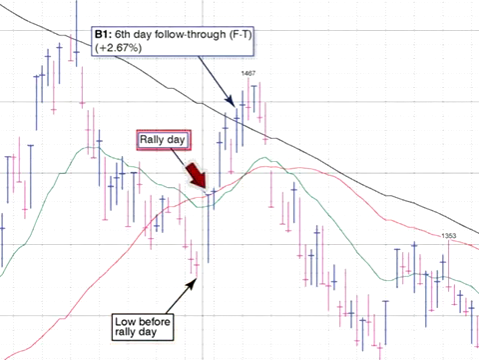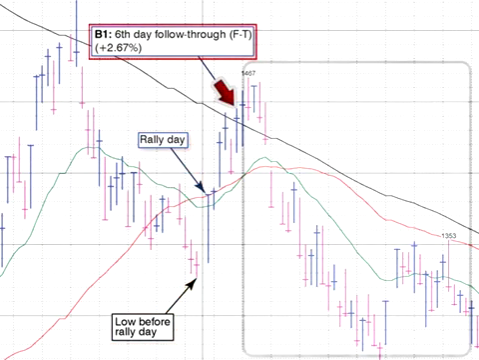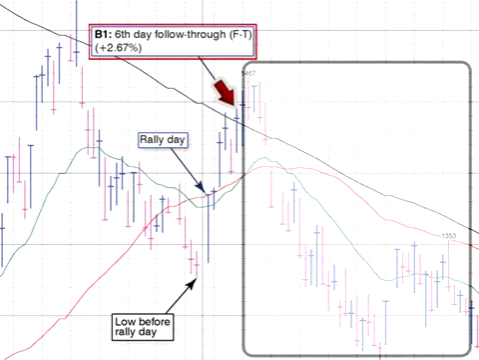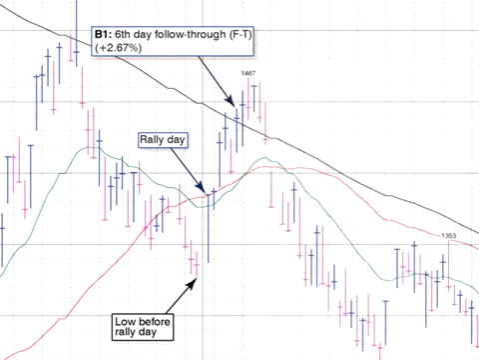This was our rally day, day 1. Then we get our follow-through day. So you don't know that this is going to happen. That's all the information that we have as of that point. We've got the 200-day that's in a downtrend. We're running into some resistance. But you have to act on that day and buy. And we were in there buying there.